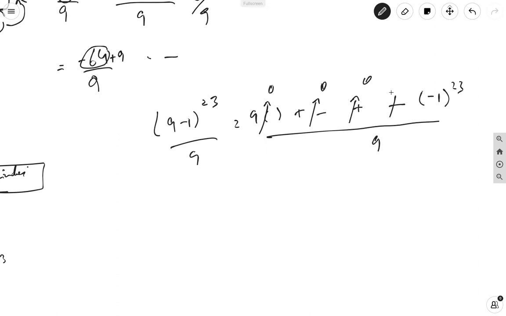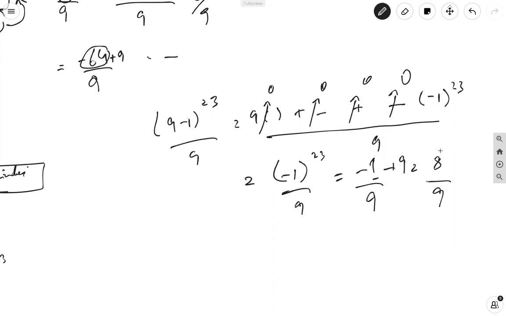All of these have 0 remainder. And the last came out to be (-1)^23 by 9. A negative value with an odd power always results in a negative value. So -1 by 9. Now this is a negative remainder concept. Whenever you get a negative dividend, just add the divisor to it. We have 9 as the divisor, so the result came out to be 8 over 9. And our dividend is less than the divisor, so that is our remainder.